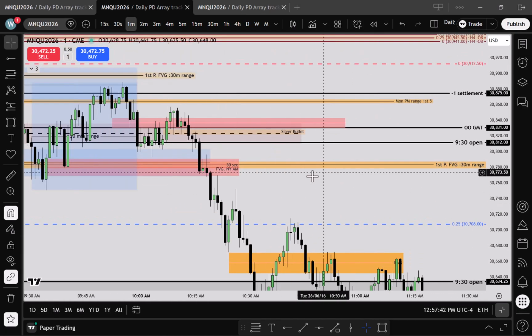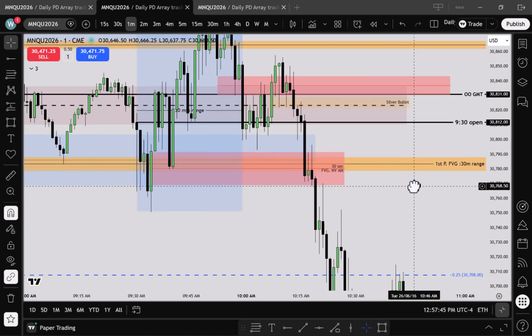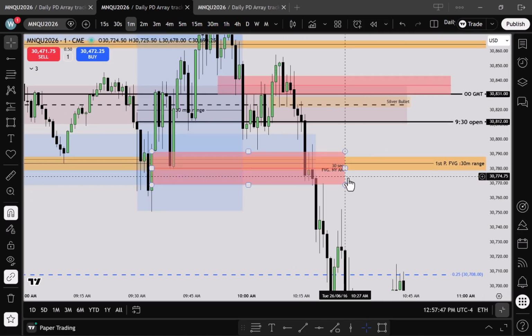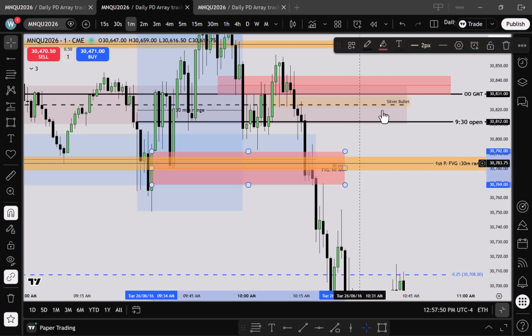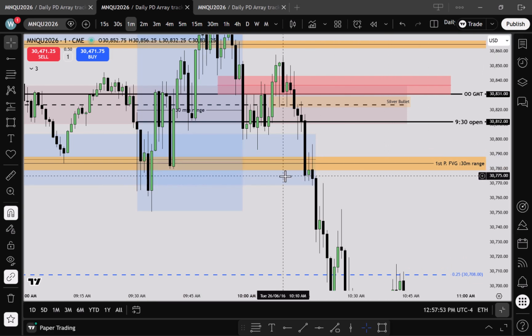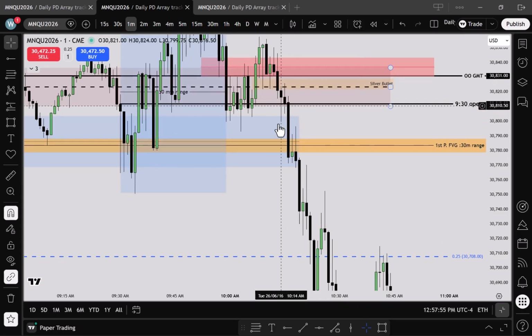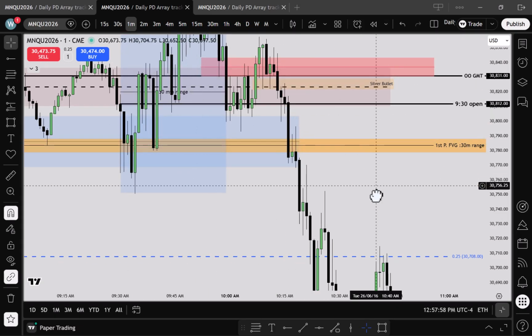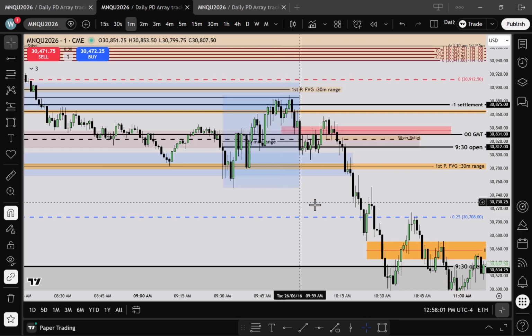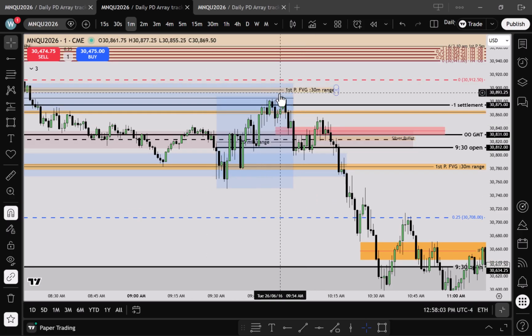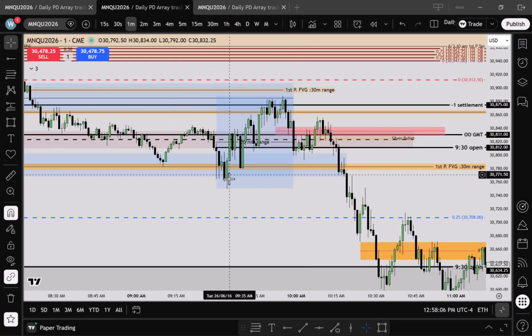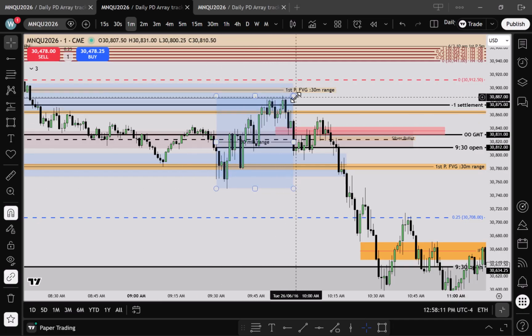Okay, well, there you go. Even if you never put on a 30-second fair value gap from this 9:30 to 10 o'clock range this morning, here's your other bearish confirmation using the previous 30-minute ranges. This new range was made, stopped at consequent encroachment of the previous 30-minute range, and then comes up into optimal trade entry of this range.